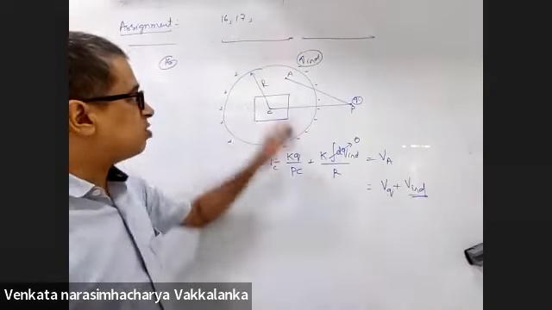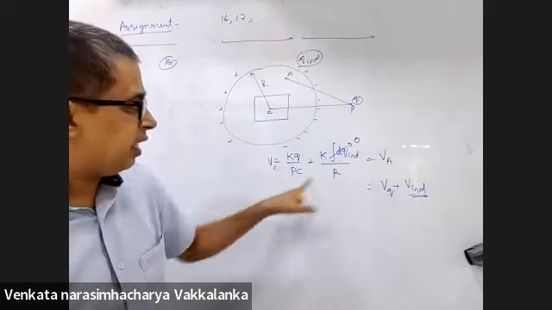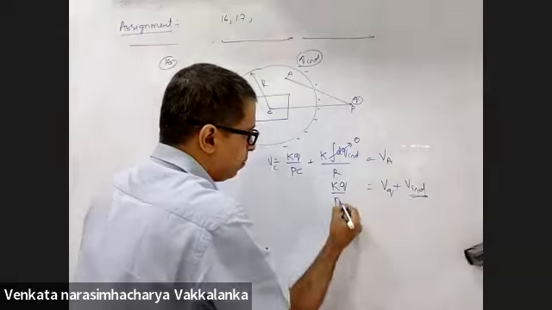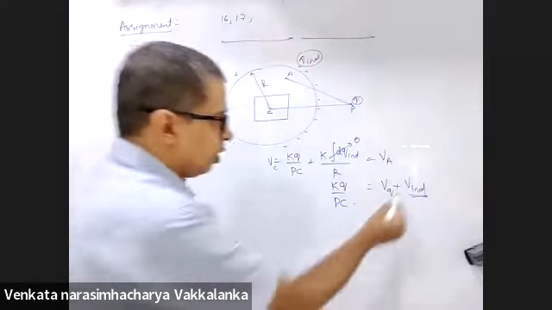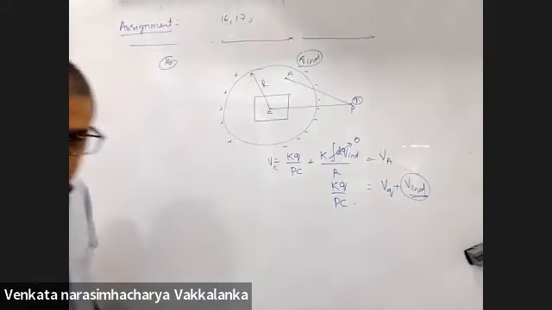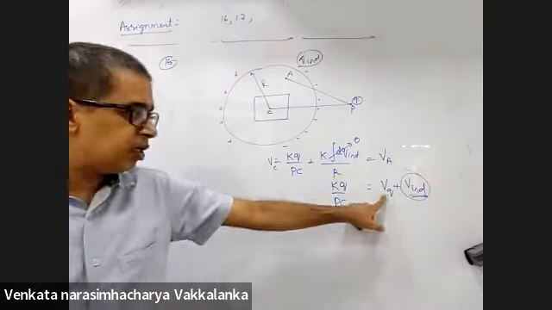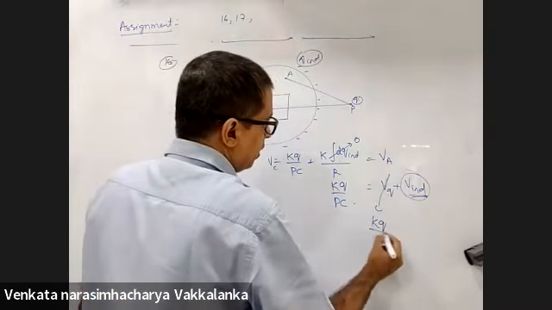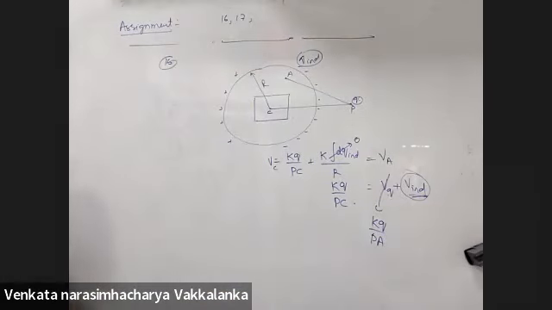Now the third bit is asking potential at A due to induced charge. You know the net potential at A is KQ by PC. It will be because of Q and induced charge. You are asking me potential due to induced charge. You can calculate potential due to Q at A. That will be KQ by PC. So I will get the potential due to induced charge.